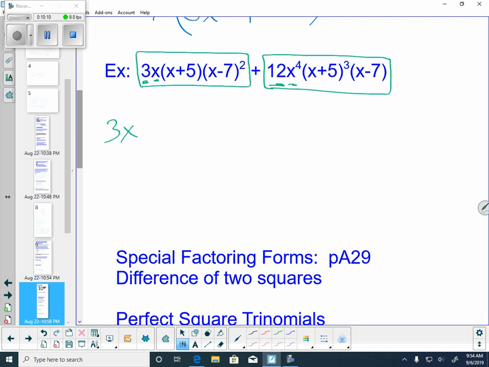Anything else that's appearing in both of these, Kate? x plus 5 to the what? To the first, to the second, to the third, to the first. Anything else that's appearing in both that we could factor out?